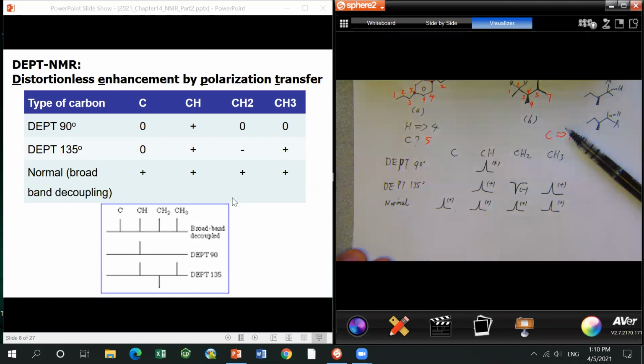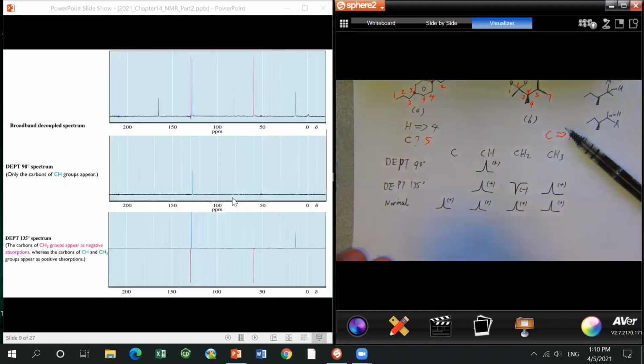Okay, and then here's one example. That's the DEPT NMR. This time we put the normal carbon NMR on the top, and then DEPT 90, and then DEPT 135, okay. There should be 5 different carbons in this molecule, so 5 signals. There's the red one and the blue one, quite close to each other. When you look at the DEPT 90 first, you find this blue signal showed up in the DEPT 90 as positive, okay.